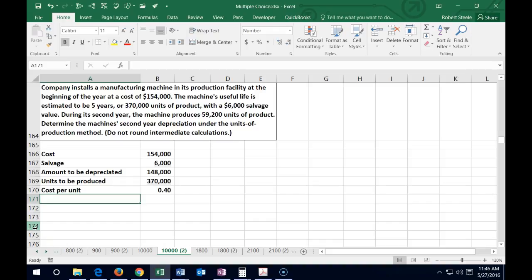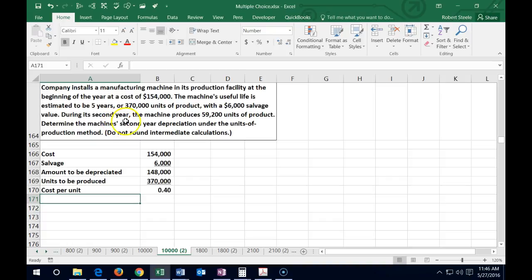Then all we need to do is count the units. And again, we'd have to count the units. That's the problem with this type of method over just using time, like a year. It's easy to know that a year has passed. If we're using units, we need to count the number of units that have passed within the year. And in this case, we're just looking at year 2.